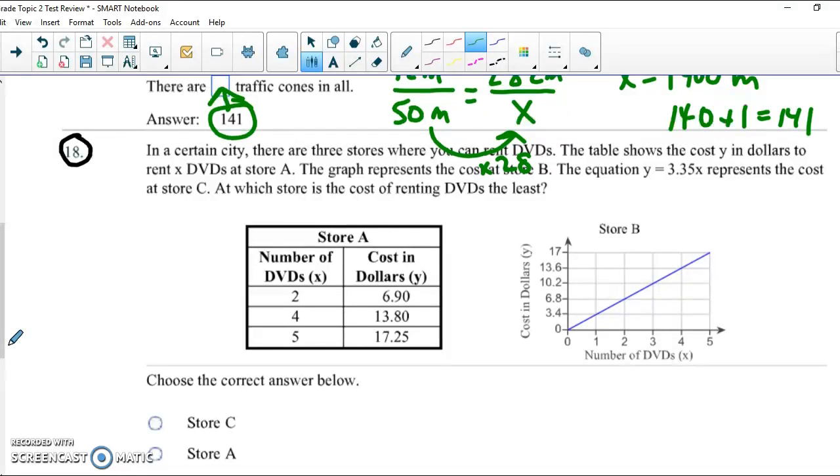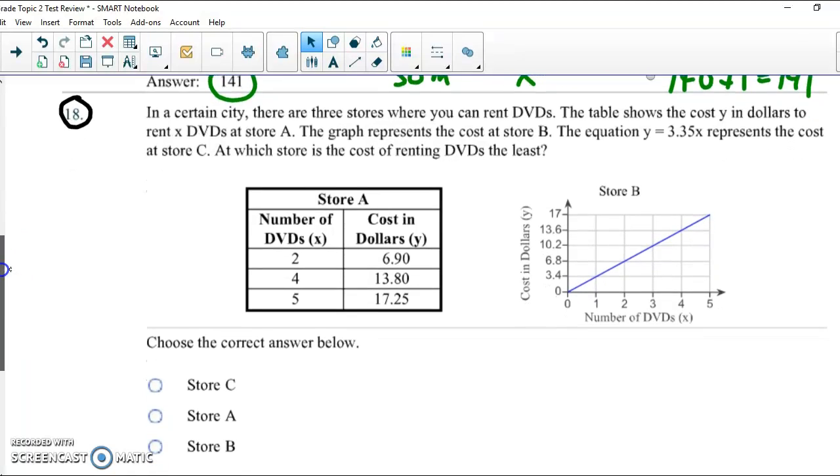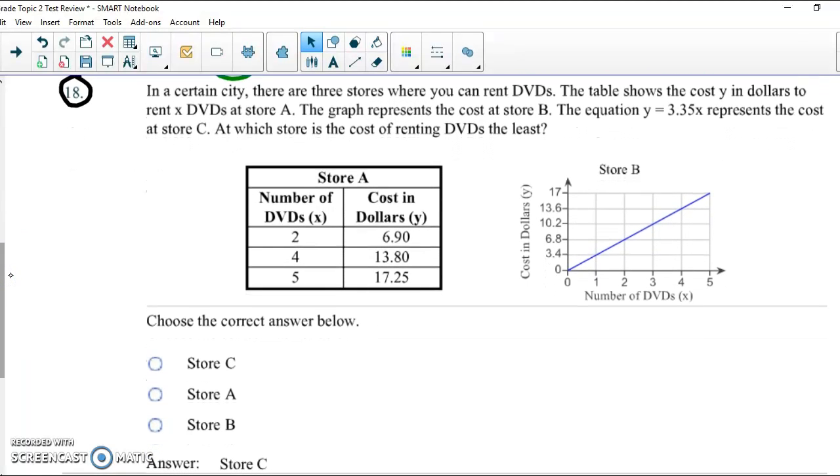All right, and last problem we're going to look at. I'm going to move some of this up out of the way. In a certain city, there are 3 stores where you can rent DVDs. This must be an old problem since nobody rents DVDs anymore. The table shows the cost Y in dollars to rent X DVDs at store A. The graph represents the cost at store B, and the equation Y equals 3.35x represents the cost at store C. At which store is the cost of renting DVDs the least?